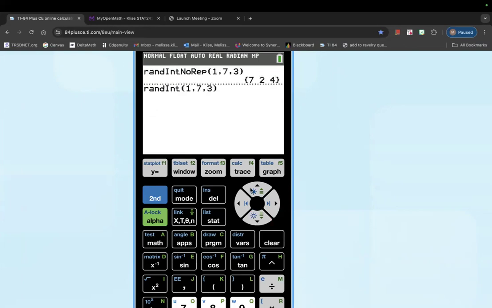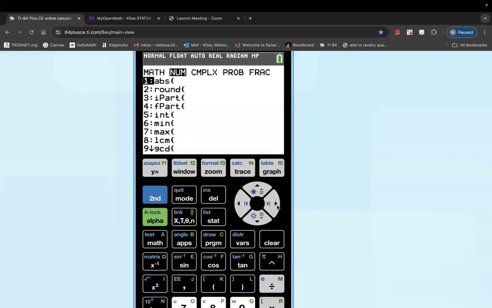So if I do it this way. I have a question. Yes. So I'm going to random and no repeat, but it's not giving me the option of typing in a lower and upper. I have a 84 plus.